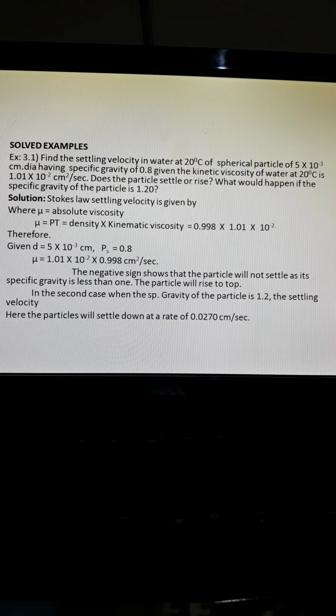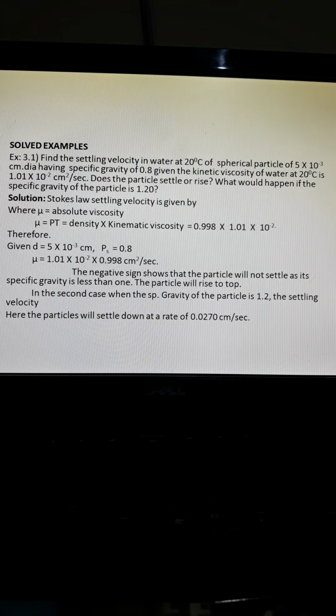So in the second case, when the specific gravity of the particle is 1.2, the settling velocity will become 0.027 centimeter per second, because within the bracket (rho s minus rho w), where rho s is the density of the solids, that is 1.2, and rho w is 1, we get 0.2 within the bracket. After simplifying all the substituted values, we get 0.027 centimeters per second, which is positive.